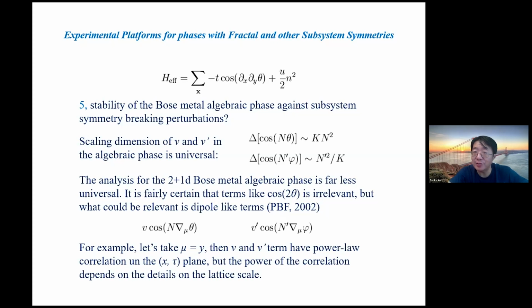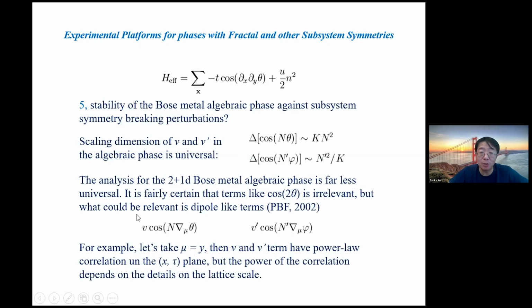But it turns out that the answer to this question is far less universal than in the 1+1 dimensional compact boson. In the 1+1 dimensional compact boson, these operators have a universal scaling dimension, so we don't have to worry about the UV details when we ask whether they are relevant or not. But it turns out the analysis for these operators does depend on the UV details.